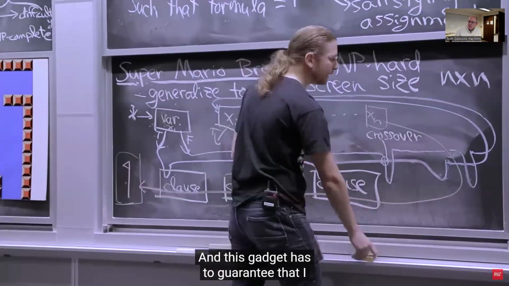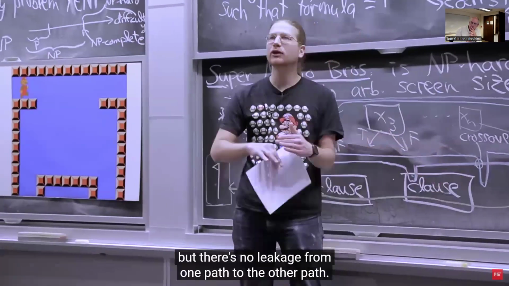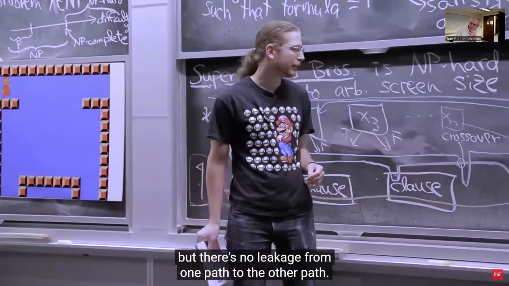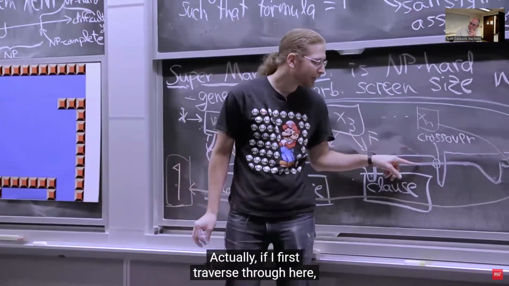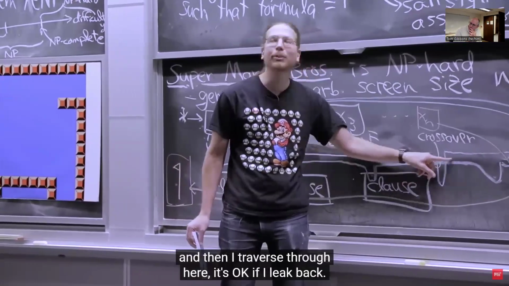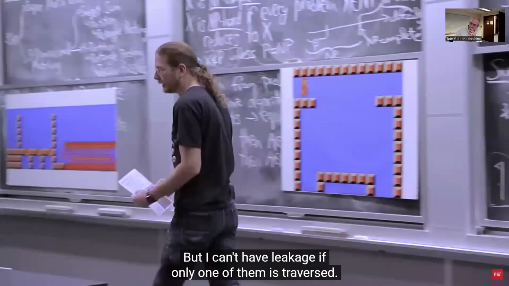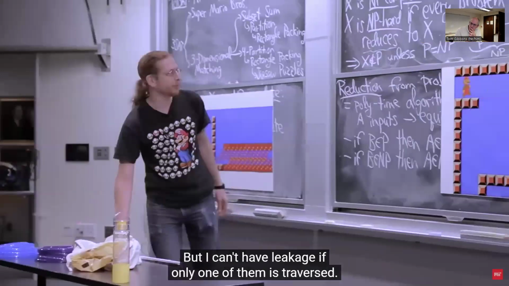This gadget has to guarantee that I can go through one way or the other way, but there's no leakage from one path to the other path. Actually, if I first traverse through here and then I traverse through here, it's okay if I leak back because once I visit the wire, I'm kind of done. But I can't have leakage if only one of them is traversed.